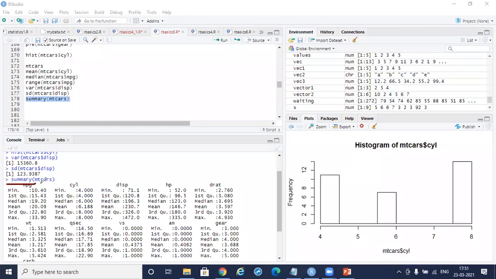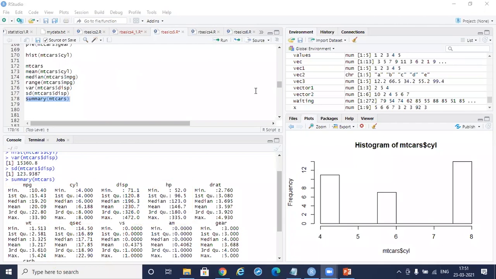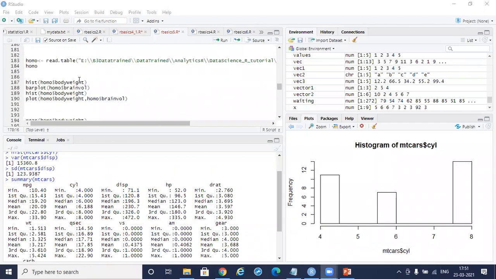Suppose MPG is one. For MPG, it shows the minimum, the maximum, the median, and the mean as well. Same for CYL, cylinder. It shows minimum, maximum, median, mean. Suppose HP is one of them. One can see minimum, maximum, mean, median there. Suppose QSEC is there, so for any column, it gives you all the details of the summary.